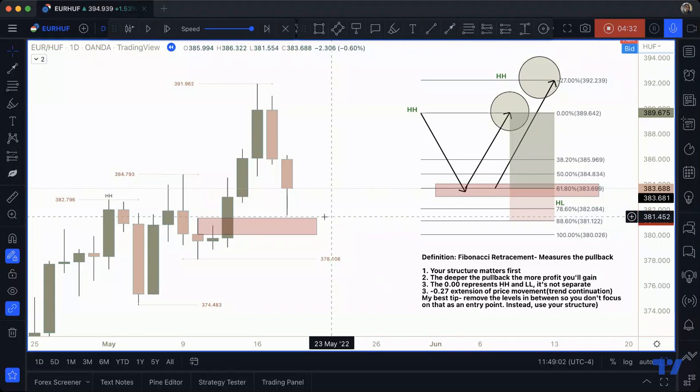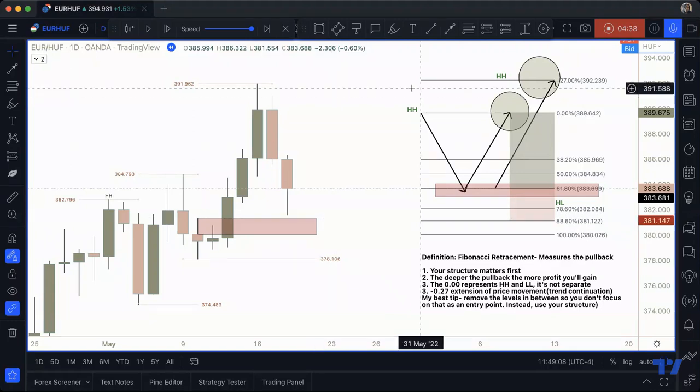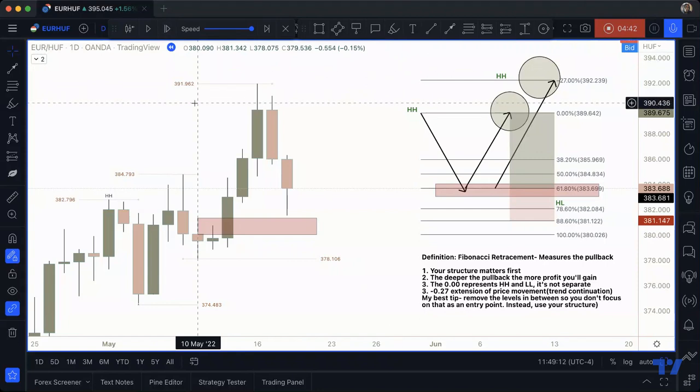So I have yet to put a Fibonacci on here because I first want to await to see if I have an entry. That is number one. So I'm going to play this forward. Now, I also want to say that it is okay if you use something different. You may use trend lines. You may use support and resistance. You may use order blocks.